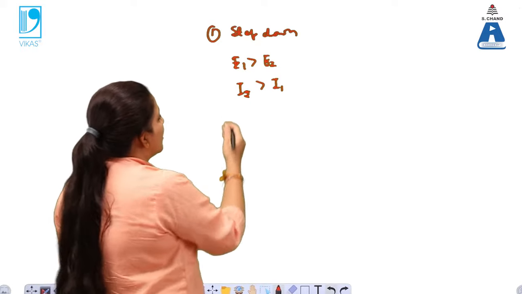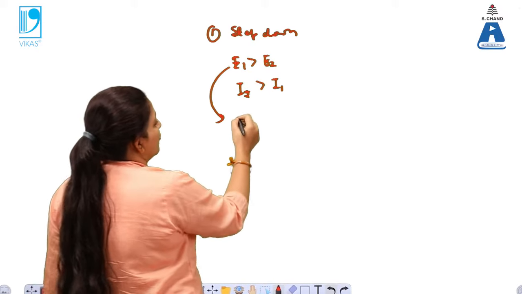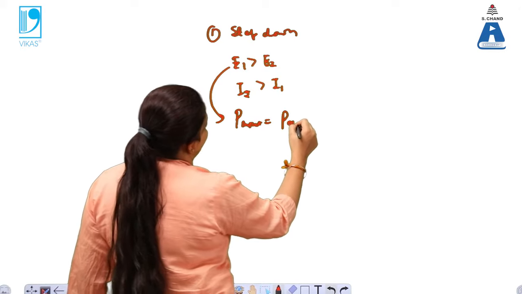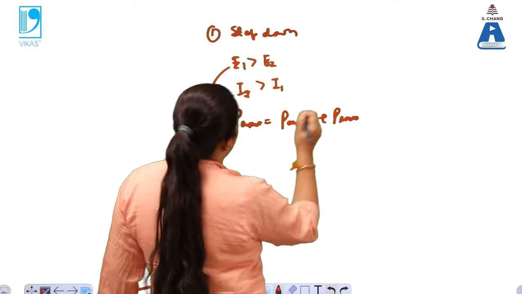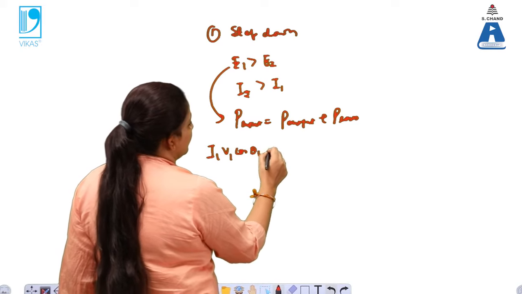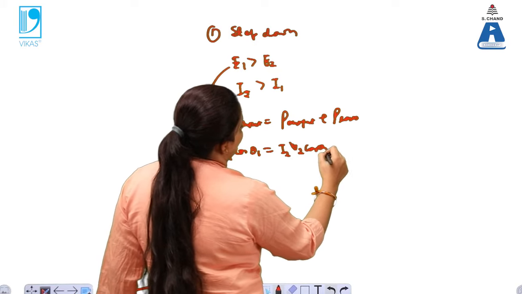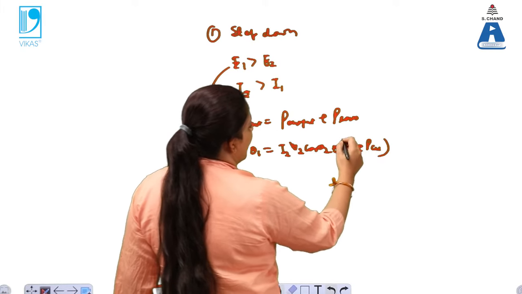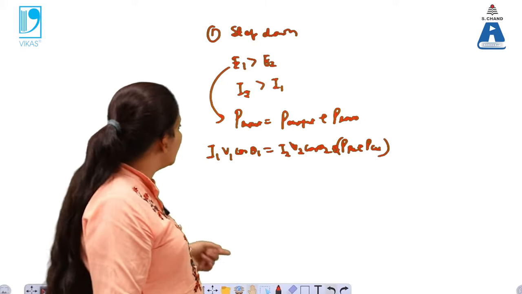Now also, if the voltage is more at the input end, there will be some losses. We know that the input power is given by the output power plus some losses. So this is given by I1 V1 cos theta 1, which is equal to I2 V2 cos theta 2 plus iron loss and copper loss, because losses are of two kinds, that is the iron loss and the copper loss. This we have studied previously.